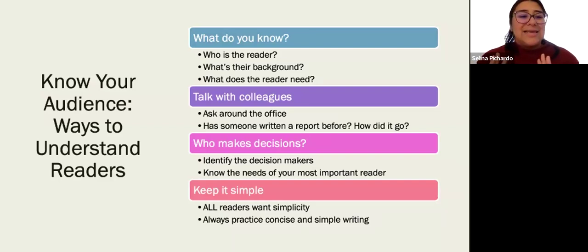And as always, keep things simple. All readers want simplicity. So always practice concise, simple writing. If you think, oh, I don't know, maybe I should add more of this, more charts, more things, always get a second opinion, because sometimes it's the KISS method: keep it simple, stupid. Sometimes when it comes to business writing, you just got to keep it simple.